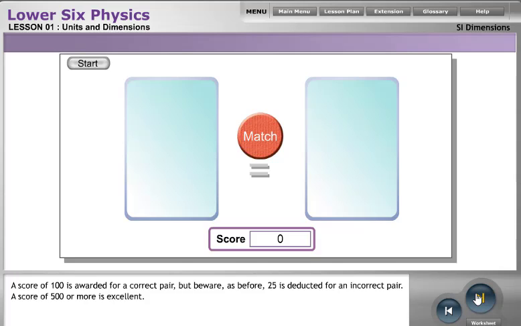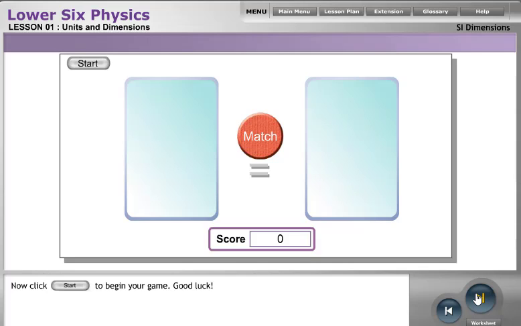A score of 100 is awarded for a correct pair. But beware, as before, 25 is deducted for an incorrect pair. A score of 500 or more is excellent. Now click Start to begin your game. Good luck.